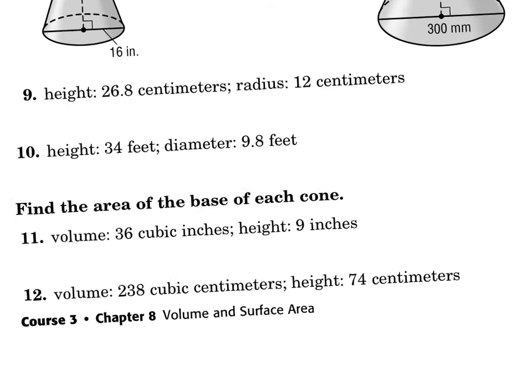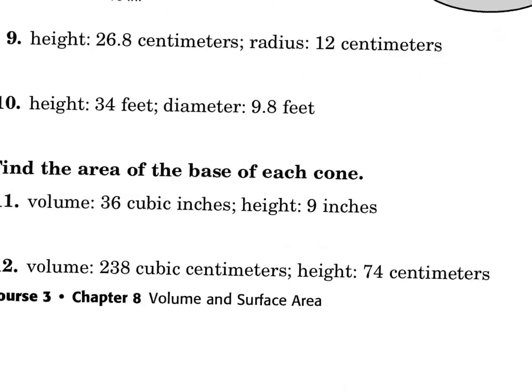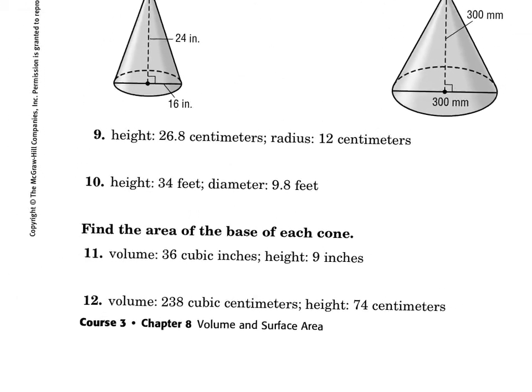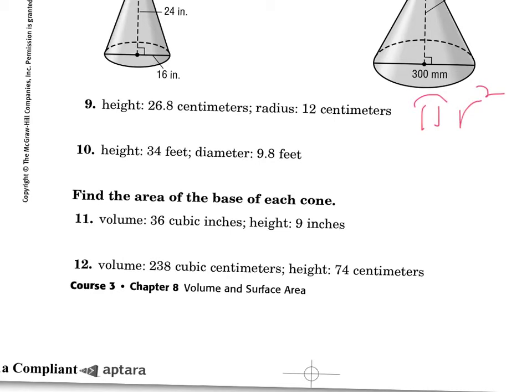Okay. Now here's a different kind of problem. In this problem it says to find the area of the base. Well, what is the shape of the base of a cone? It's a circle. Remember, the area of a circle is pi r squared. So that is just one piece of our volume formula. The volume formula is 1/3 times pi r squared times h. So what we're trying to find is this piece right here.